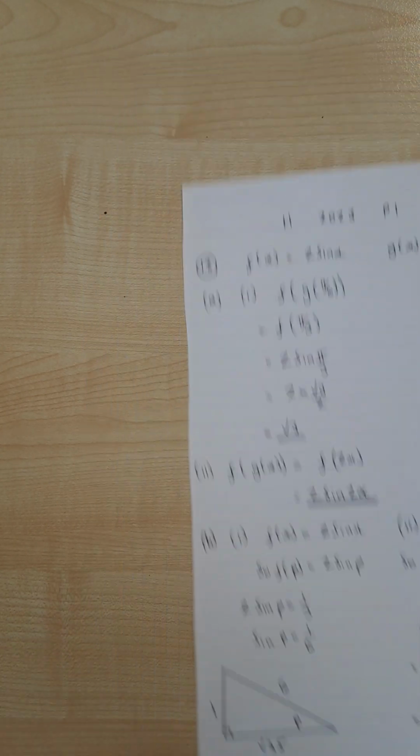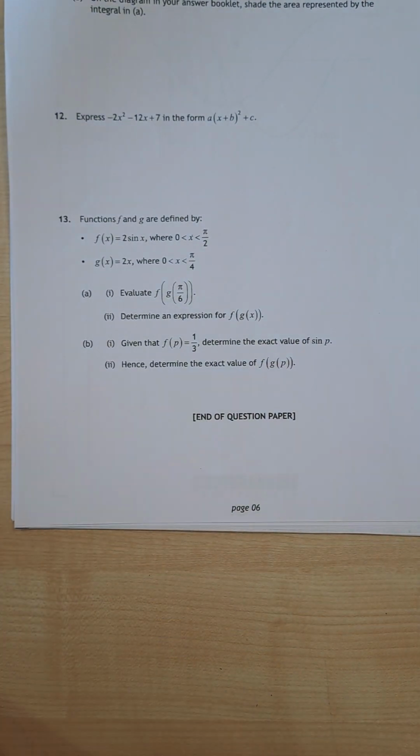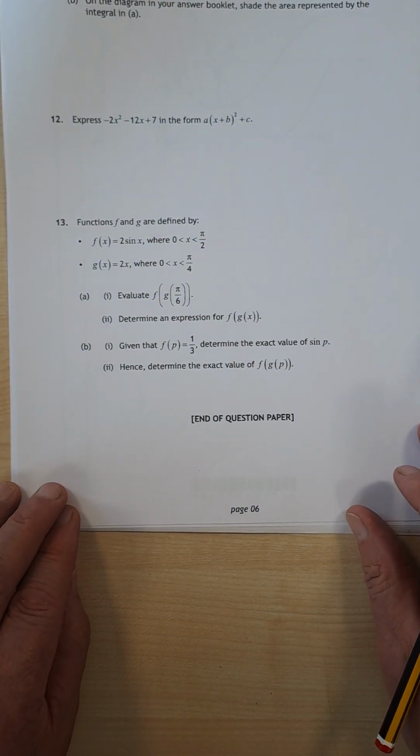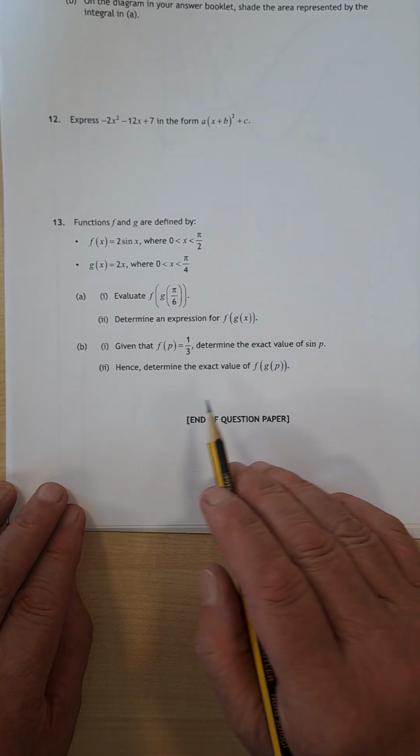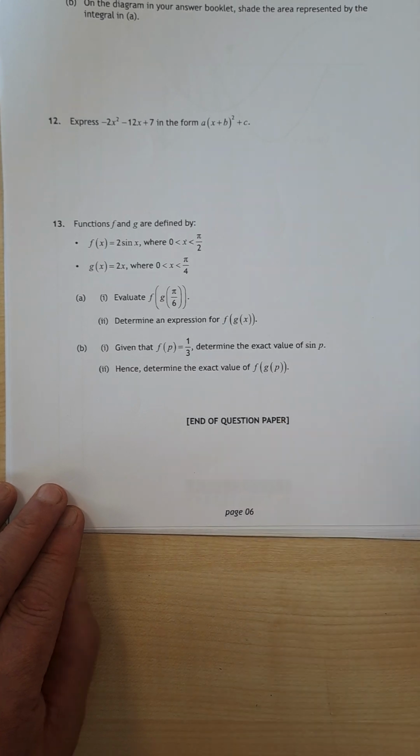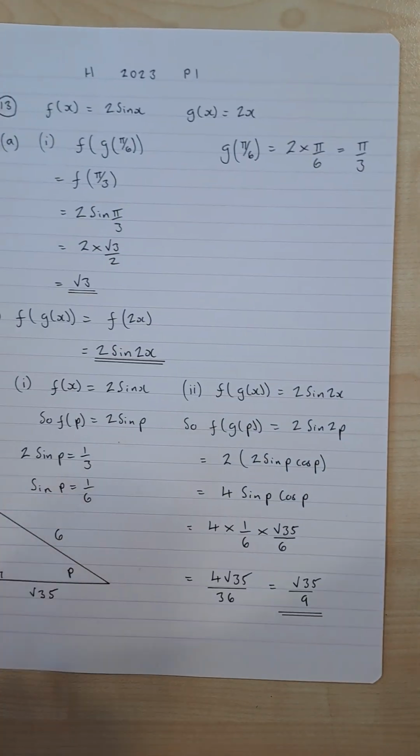Okay, so a quick look at what the question for B is. Given that f of p is a third, determine the exact value of sine of p, and then hence determine the exact value of f of g of p. So let's get on to that.